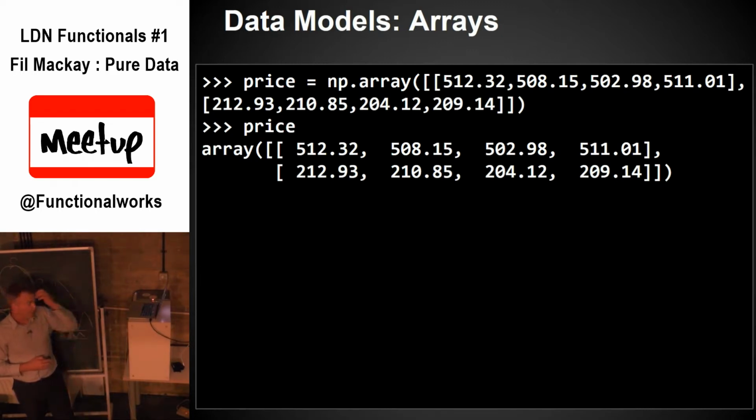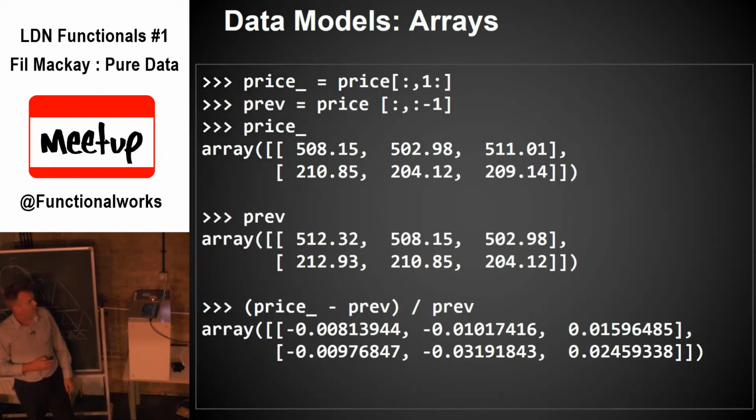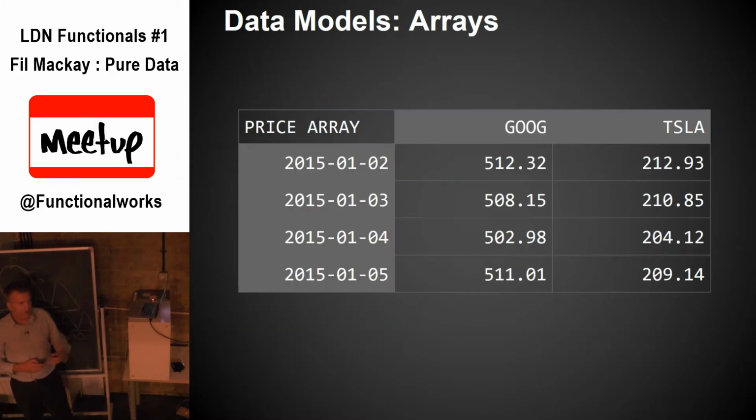Here's an example just using NumPy in Python. We've got a two-dimensional array there built in NumPy, which is the data on the previous slide, and then we construct some new arrays which represent the previous price and the current price, and then we subtract one from the other, and then we can extract a return series. It's all a little bit confusing because we're having to map all the time between an array and what it actually means in the real domain that we're dealing with.